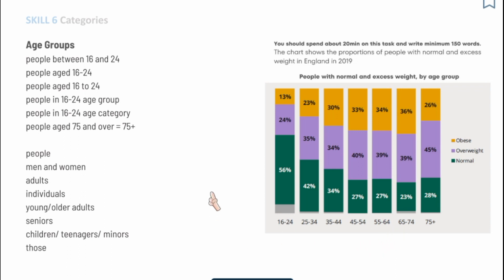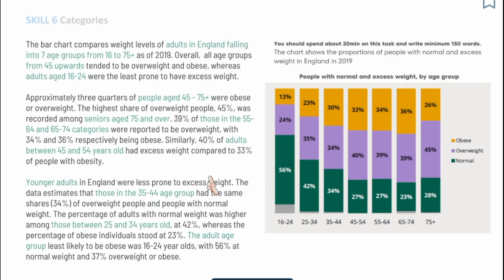And of course, another way to add some variety, to paraphrase, is to change the word people to an appropriate word. Like here we have a few options: men and women, adults in 16-24 age group, or young older adults, seniors, children, teenagers, minors, and also the word those. For example, those aged 75 and over. And let's have a look how I have used them in the report. They're highlighted in green.